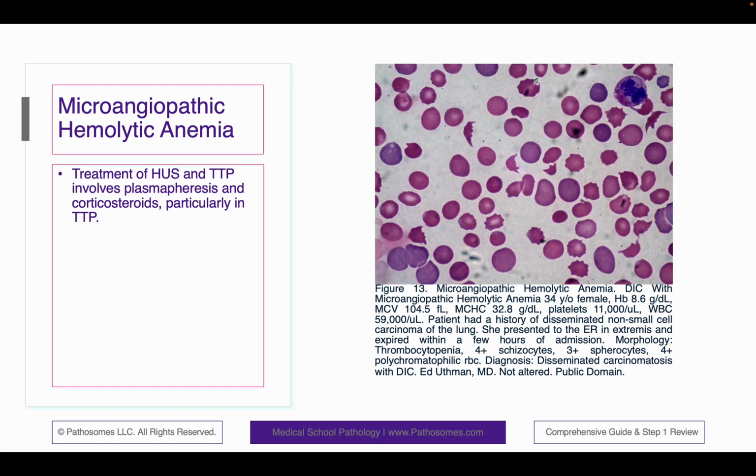And this image here to the right shows a blood smear with RBCs, red blood cells, that have been impacted by that shearing issue. This patient had a disseminated non-small cell carcinoma of the lung. What else is going on here? Note the spherocytes, though. You see the spherocytes, and do you see the RBCs that look like helmet cells?